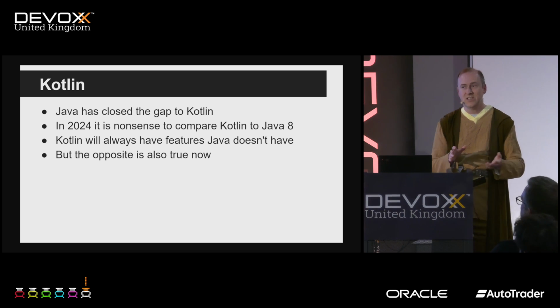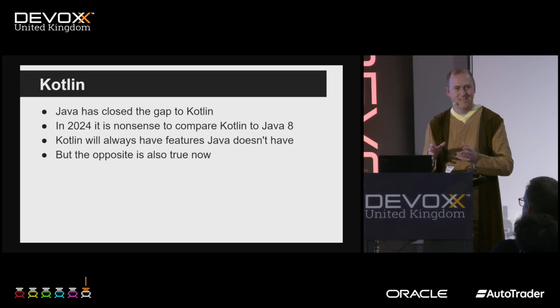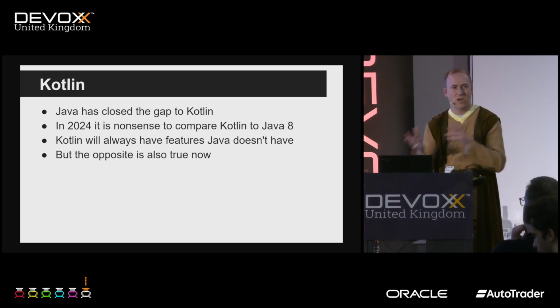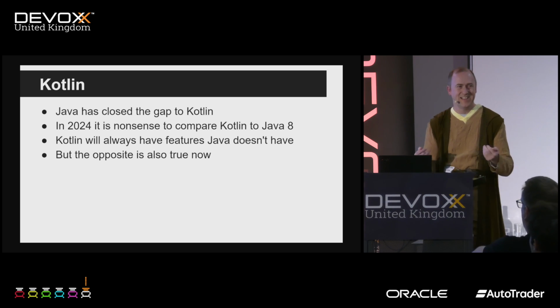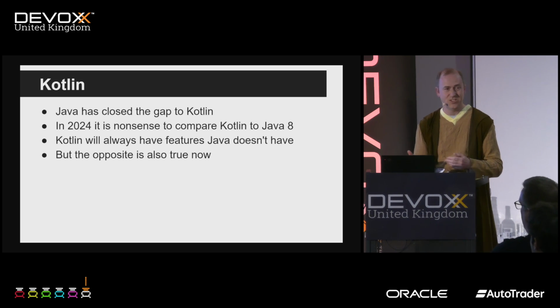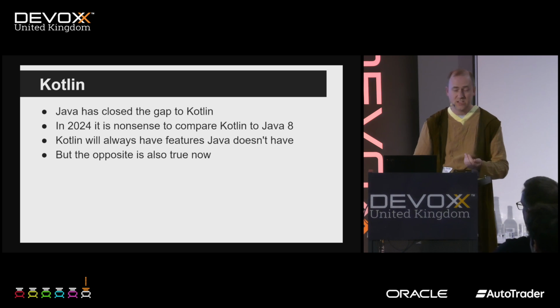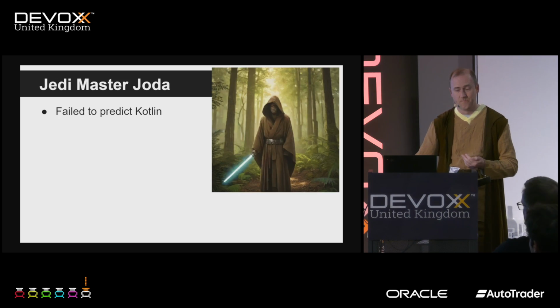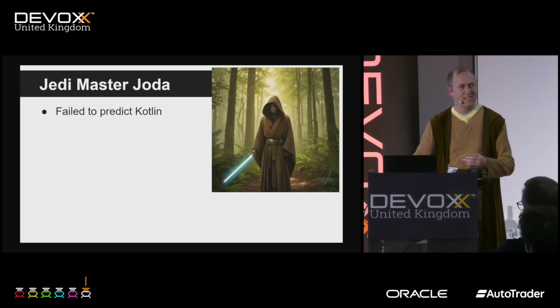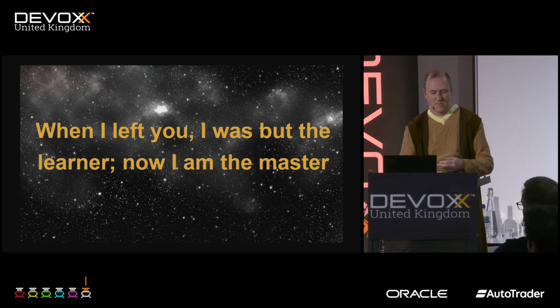And I do see it sometimes that people compare Scala or Kotlin to Java 8. That's nonsense, right? You need to be comparing those languages to Java, the latest version. There'll always be things Kotlin has, but now there are things that Java has which Kotlin doesn't. So I failed to predict Kotlin. I couldn't quite see into the future. So what can we learn?